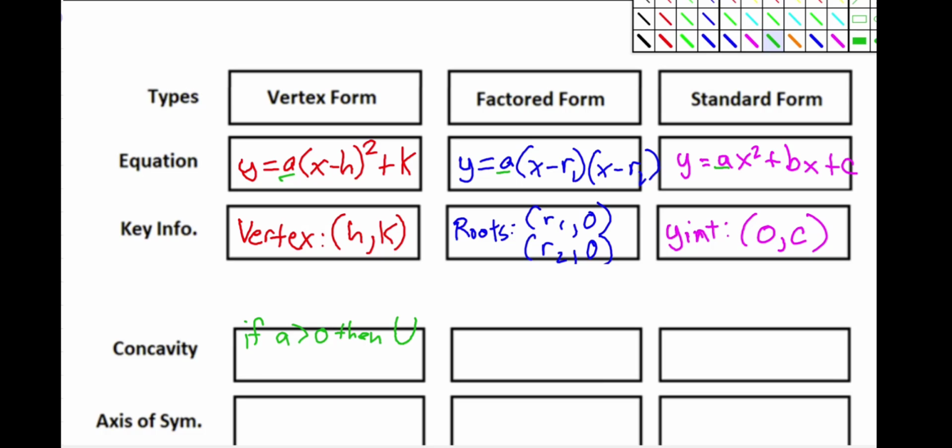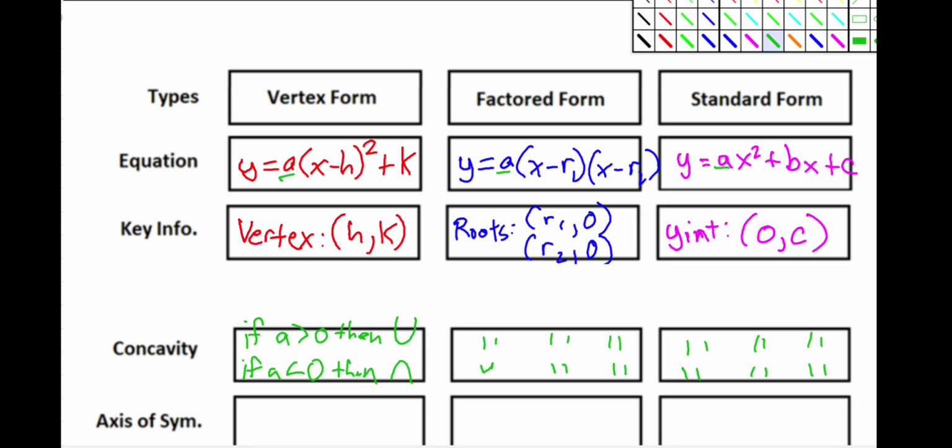concave up. And if a is less than 0, then concave down. And the same thing happens here, here, and here. So I'm not going to write it over and over again because that's just going to say the same exact thing. So again, remember the a value in each one of these forms let you know if it was going up or if it was going down. So if it was concave up or concave down.